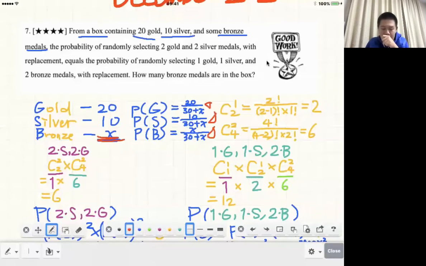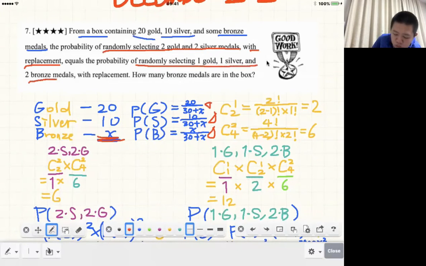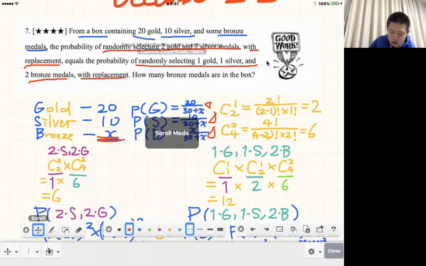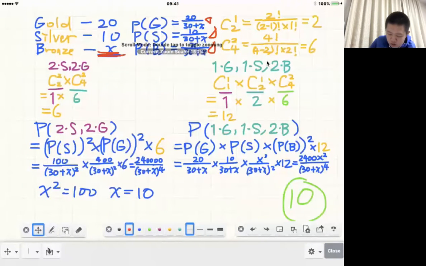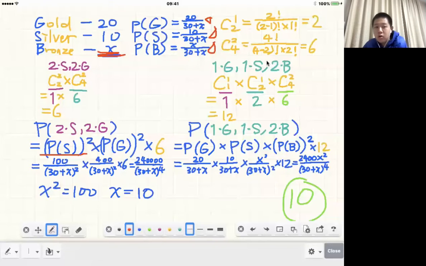Then we have to consider the two situations: randomly selecting two gold and two silver medals with replacement, and randomly selecting one gold, one silver, and two bronze medals with replacement. When you have two gold and two silver, you might apply an equation multiplying all their chances together, but this is not the correct one.